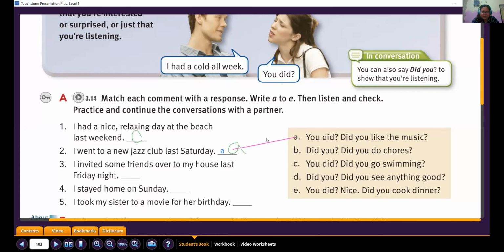Okay, you see, we have some lines, we have some letters, very good. Go to number three. Number three, letter E. I invited some friends over to my house. Oh, you did? Nice. Did you cook dinner? Very good. Letter B is number four.